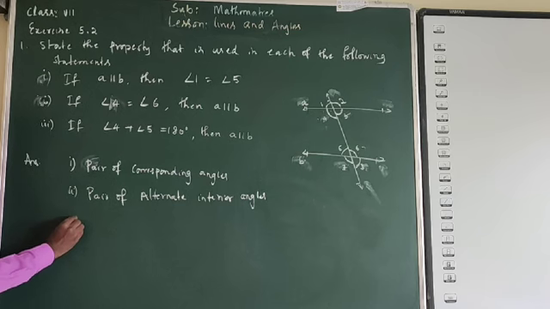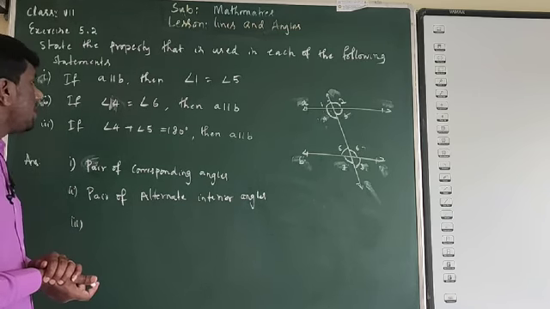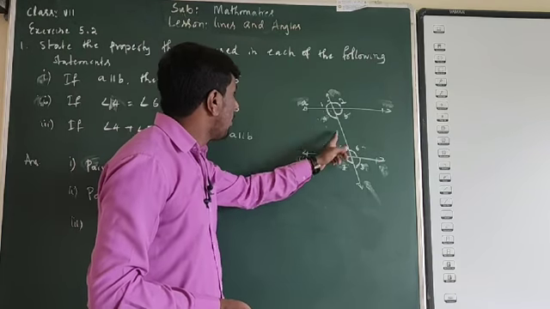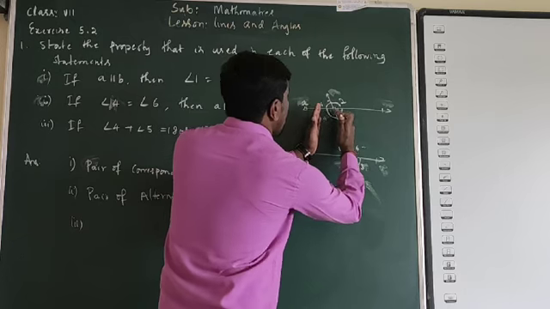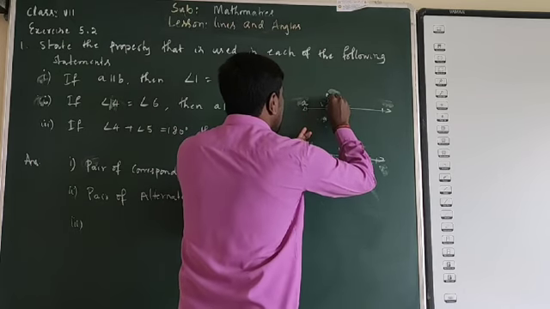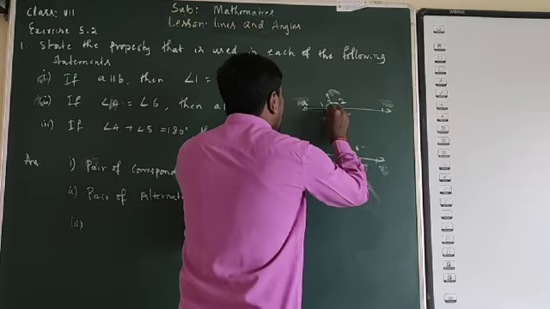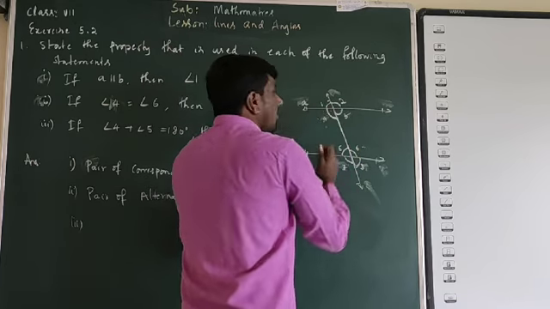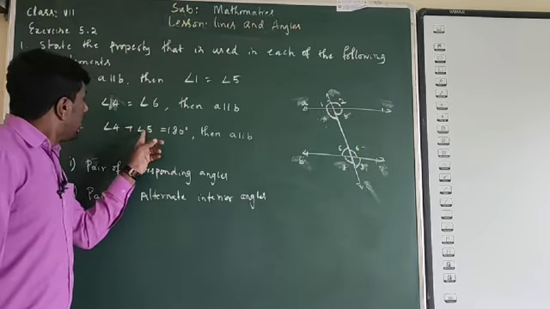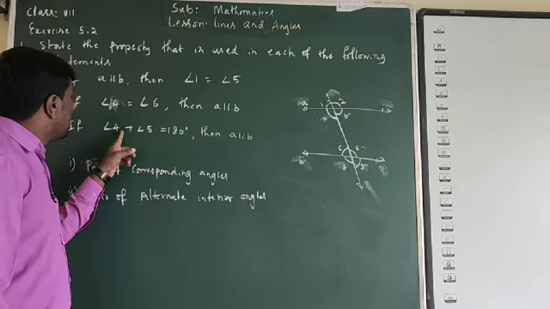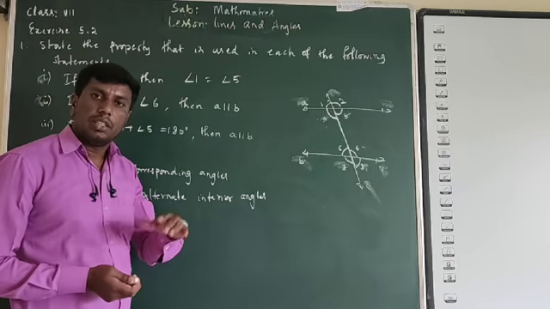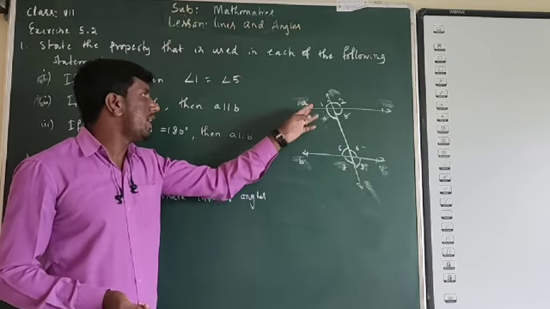Okay. So third one. If angle 4 plus angle 5 is equal to 180 degrees, then A is parallel to B. Where are angle 4 and angle 5? Both are interior angles on the same side of the transversal line. This is angle 4, this is angle 5. Plus is equal to 180, that means interior angles on the same side of the transversal are supplementary. Then A is parallel to B.